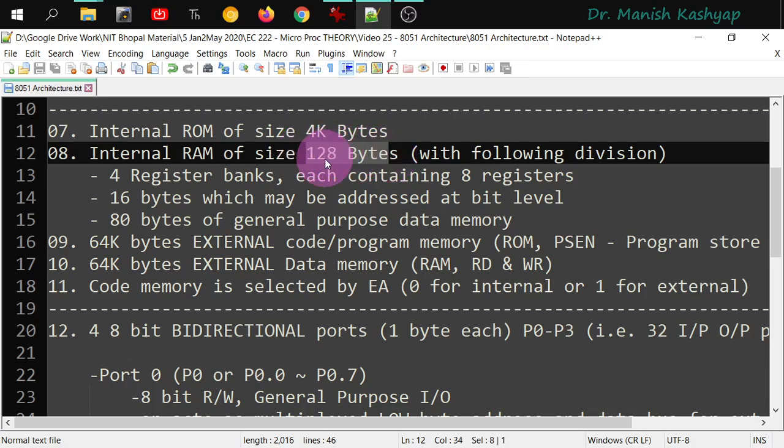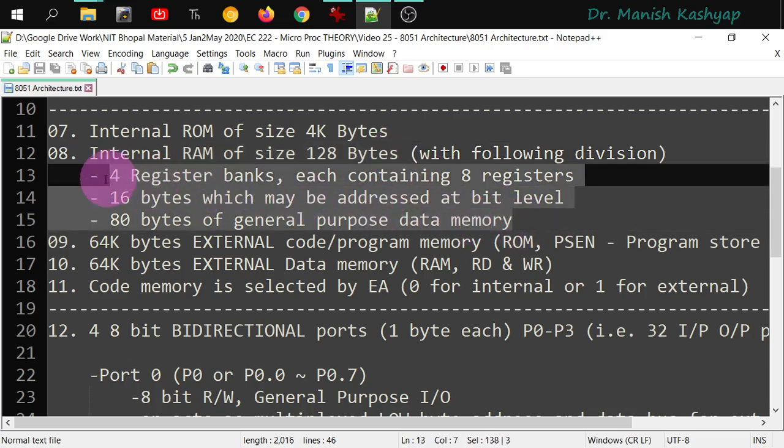So it is very small as compared to this 4K bytes. 4K is a huge number and 128 is a very small number. So you have ROM, which is huge in size, 4K bytes, and internal RAM of size 128 bytes. And the RAM here is not as simple as what we interfaced in 8085 and 8086. It is separated into different parts, right? So this RAM has three different parts.